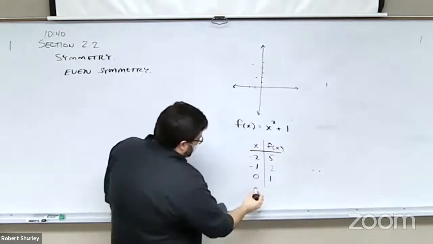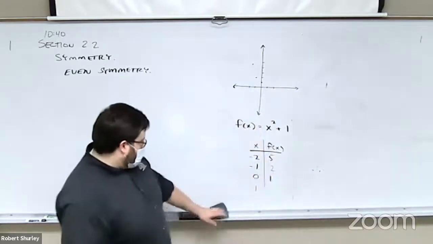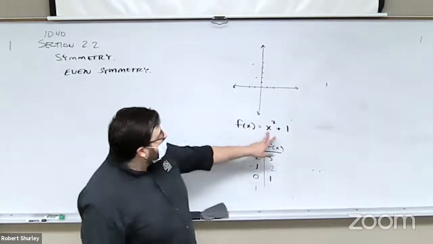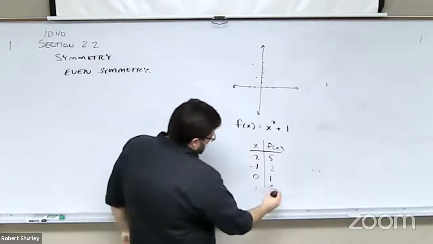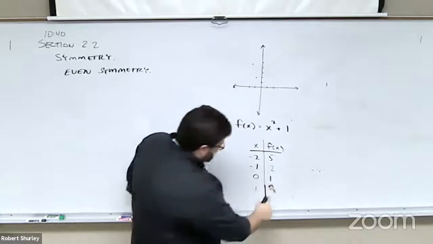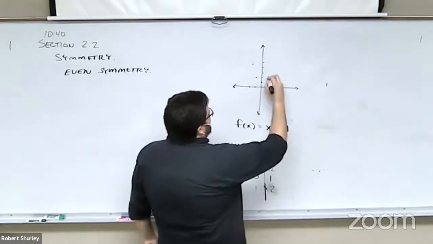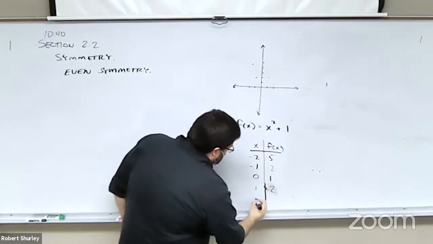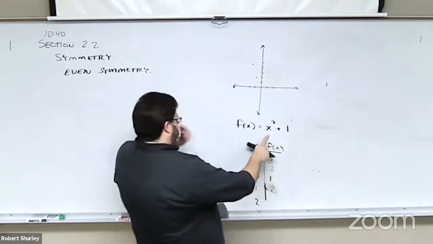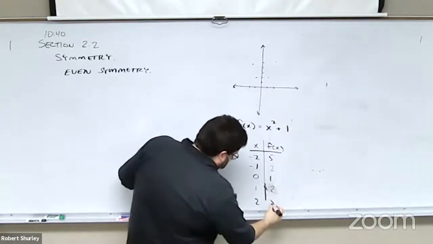Okay. At 1, we plug that in. 1 squared is 1 plus 1, that's 2. So we get 2 again. Can you see that down there? Yeah. So at 1, we're at 2. And then at 2, we plug 2 in. 2 squared is 4 plus 1 is 5. So we get back 5.